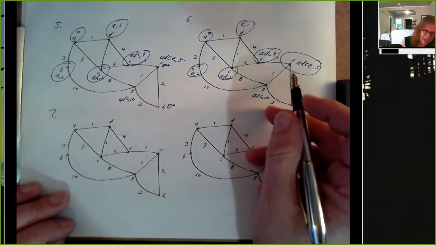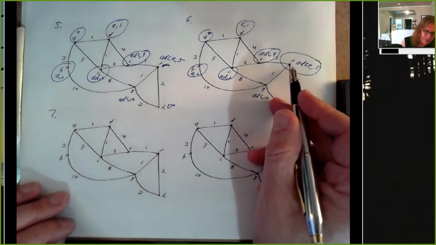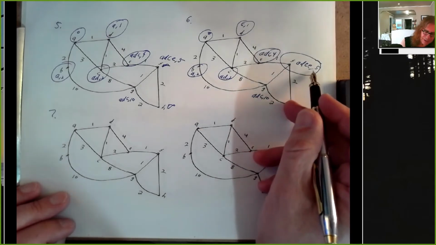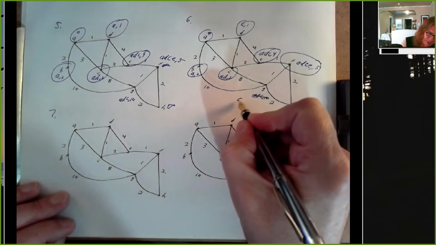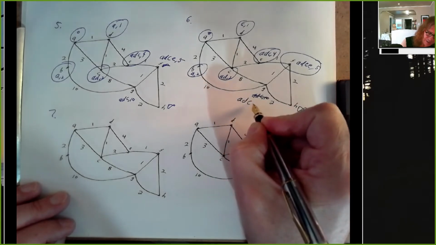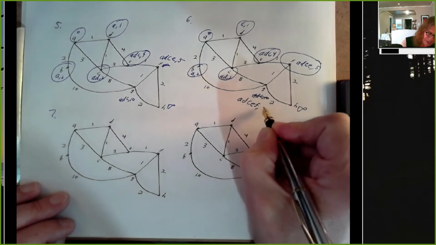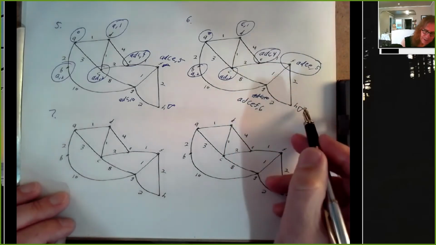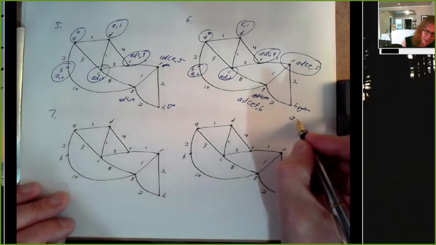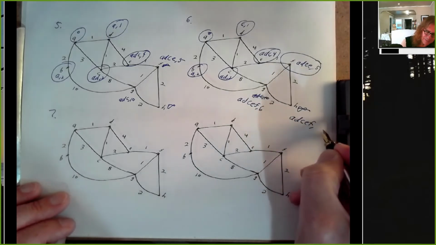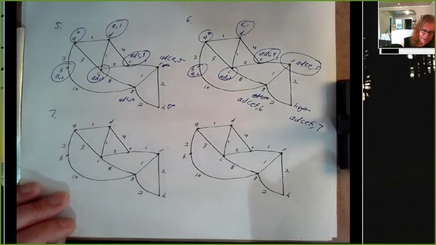So I would relax the edges that are adjacent to F, right? So 5 plus 1 is 6. That's a better solution. So A, D, C, E, F gets us here in 6. And here we have a distance of 2 plus 5 is 7. That's better. So A, D, C, E, F gets us here in a distance of 7.